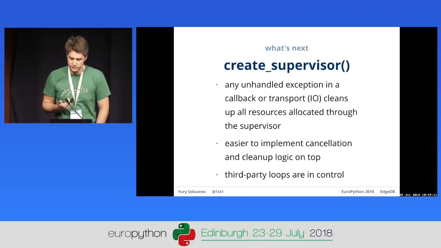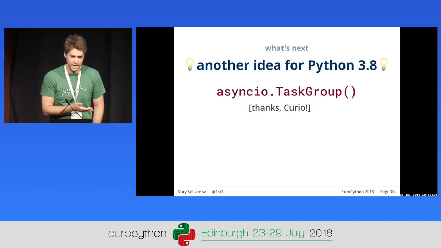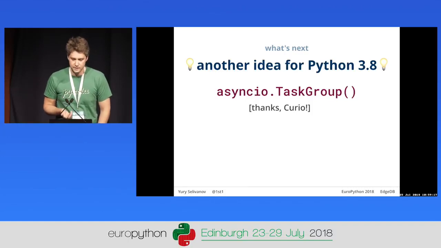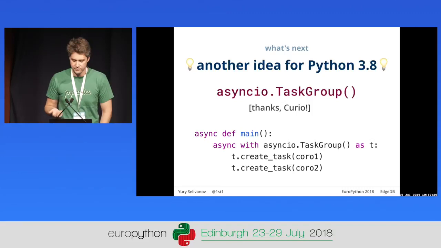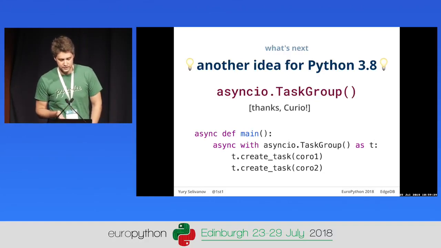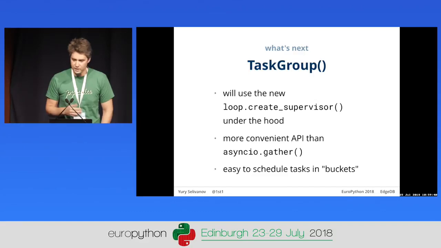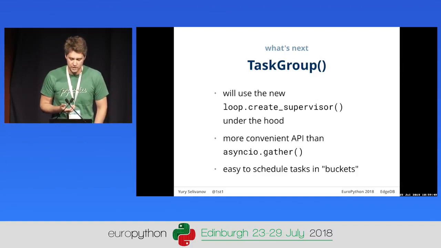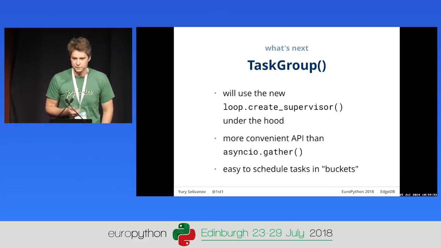And there is another similar idea, and again, thanks to Curio, is to add async IO task group in Python 3.8. That's basically an alternative to async IO gather, which is, I think, very badly designed. There are lots of hysterical reasons why Gather works like it does. But this thing would be way more convenient and way more flexible. And this actually looks pretty similar to Trio and Curio, and it's very high level code. So task group will likely just use the create supervisor under the hood and will behave pretty similar to how Trio nurseries work.